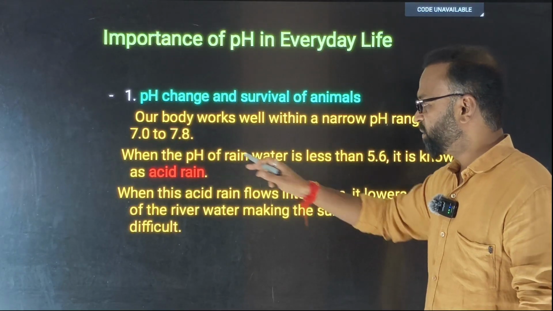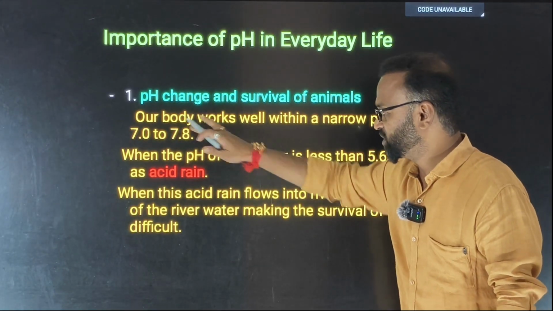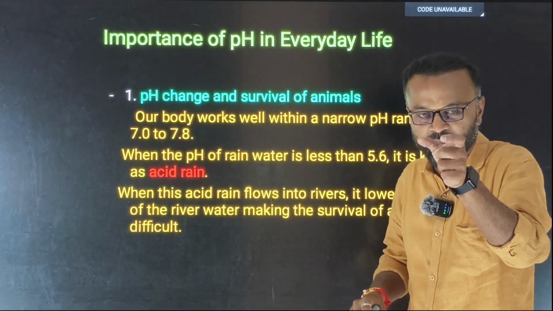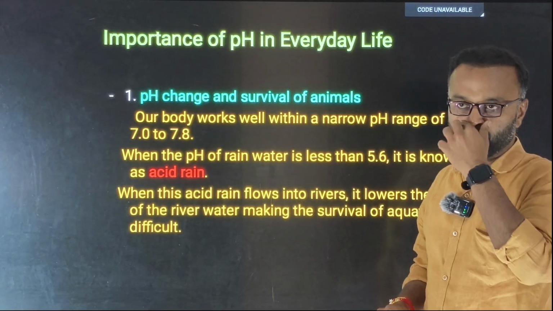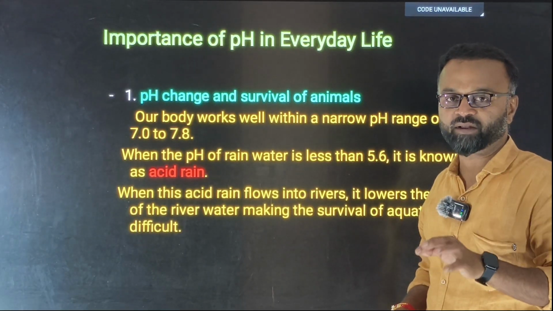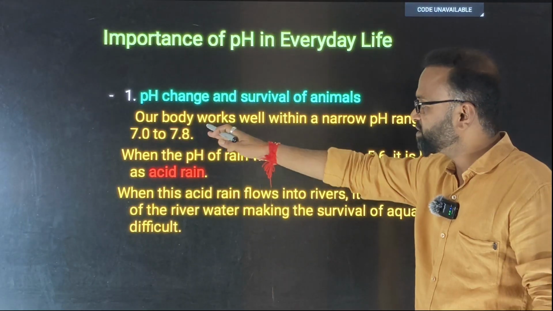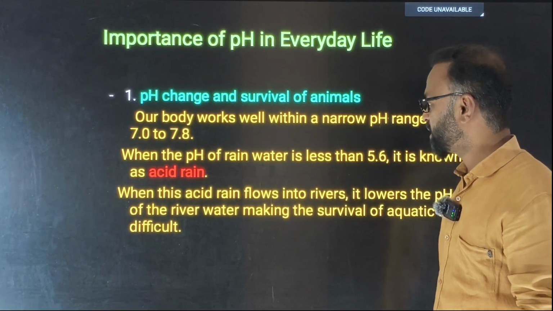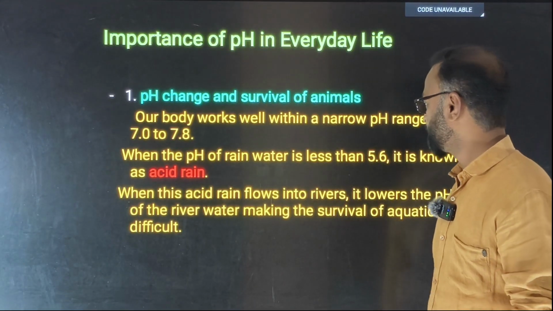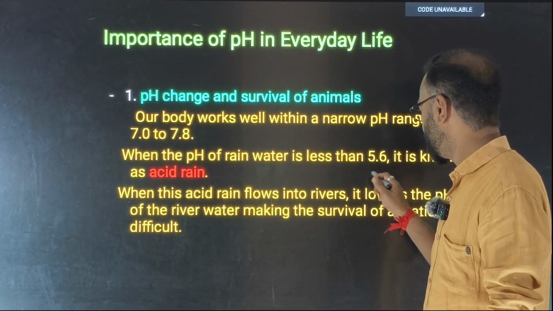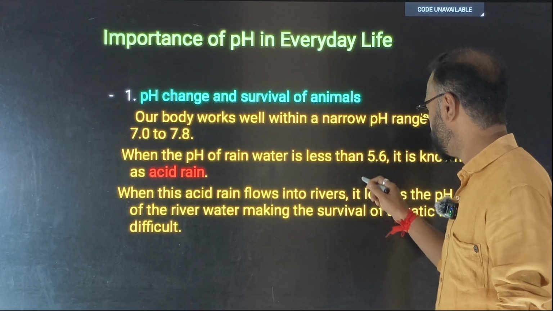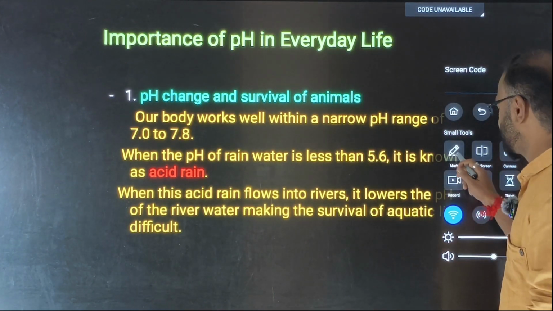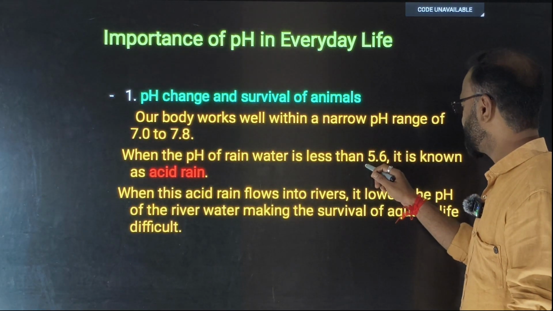7.8. Okay, any fluctuation... See, if you are consuming any medicines or tablets, cough syrup and all, you check, the pH will always be in this range only. They cannot alter the pH, otherwise you cannot survive. Similarly, the acid rain: if the pH value of the rainwater is less than what? Less than 5.6, then it is called acid rain.